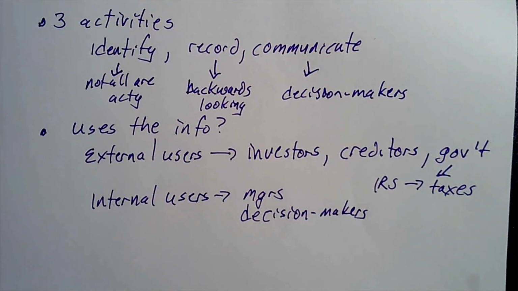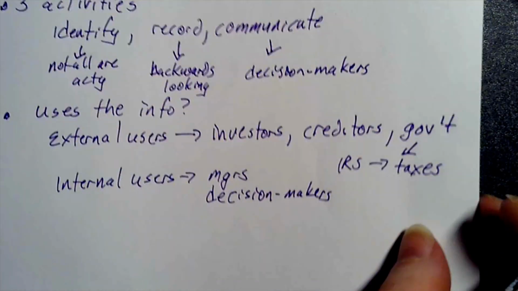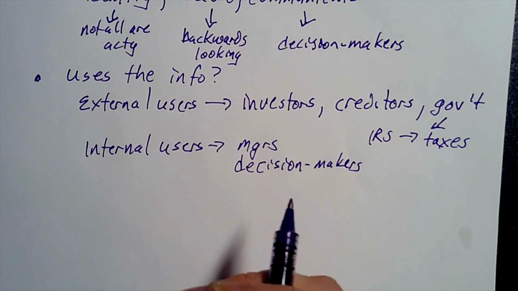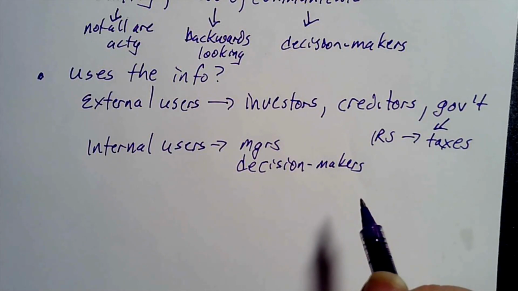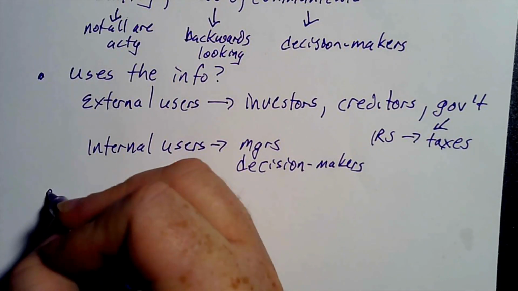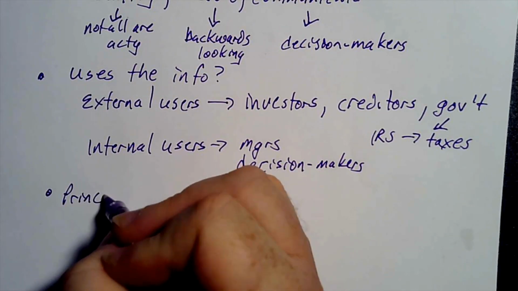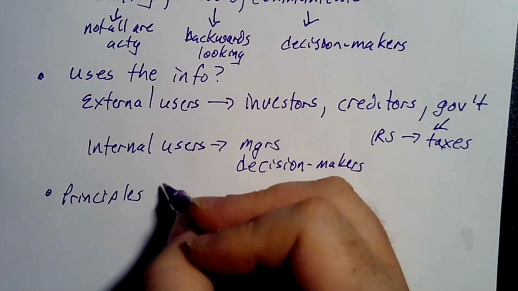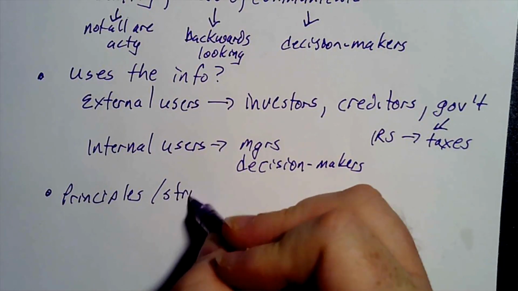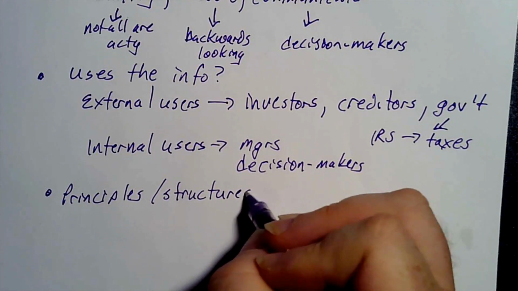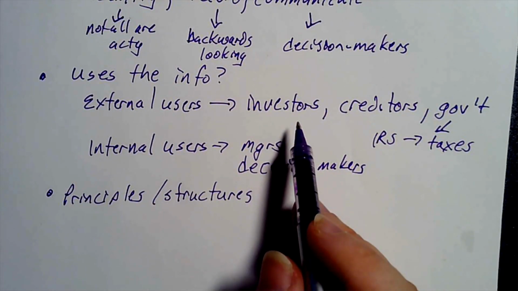For right now, the external users: if we have all these external users, these investors and whatnot, we need to talk about what the general principles of this information are going to be. How are you going to structure this information for external users? Well, by the very nature that they're external users, let's focus maybe just on investors right now.